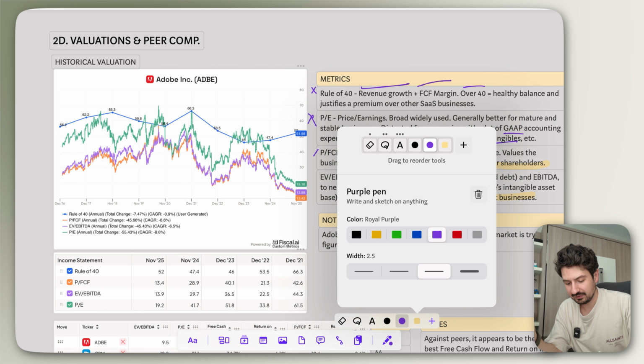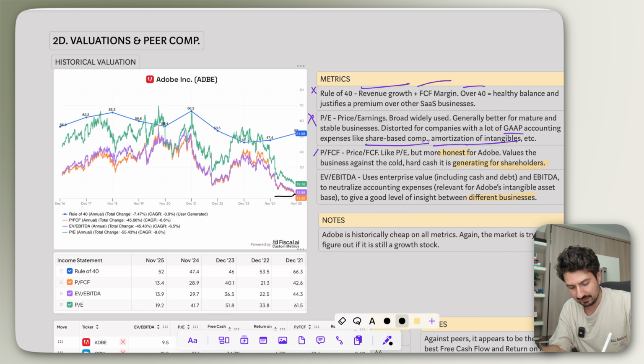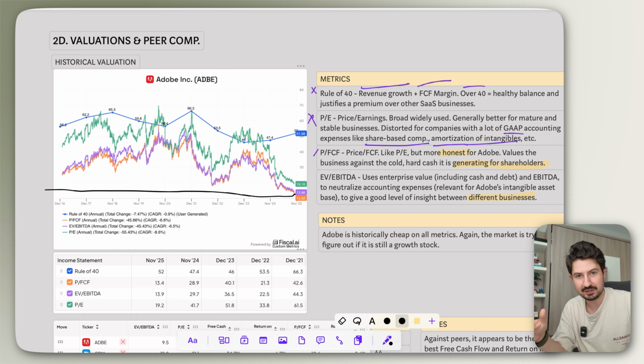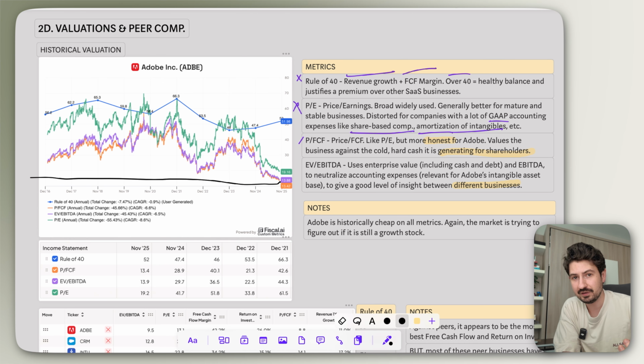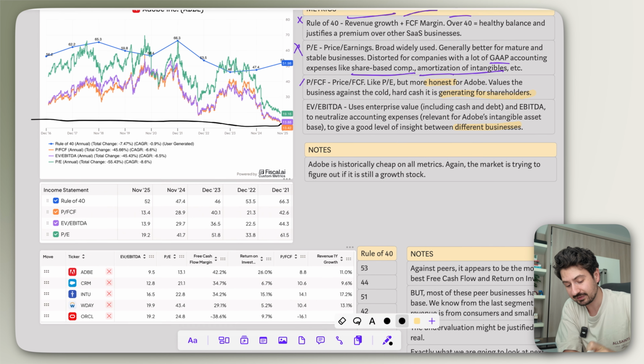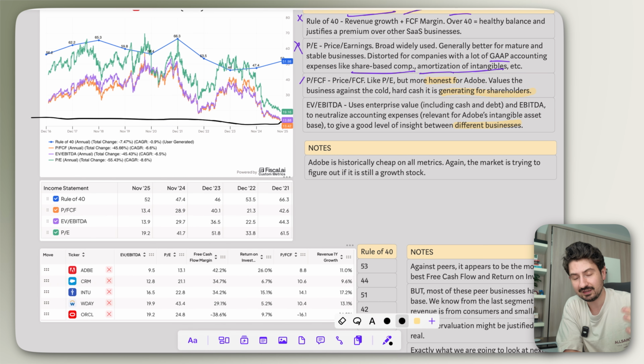So look, we can see that by all metrics, Adobe is cheaper than it has been at any point in the last 10 years. And this points to the fear that the industry has right now around AI, and trying to really understand, despite all the amazing metrics that Adobe prints, is this still a growth stock? And is it going to keep being a growth stock going forward?